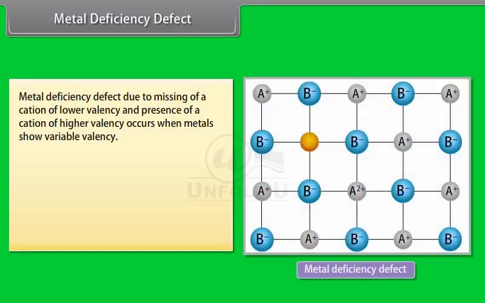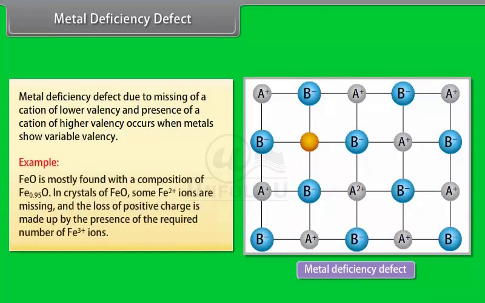Metal deficiency defect. Metal deficiency defect is due to the missing of a cation of lower valency and the presence of a cation of higher valency, which occurs when metals show variable valency. Example: FeO is mostly found with a composition of Fe0.95O. In crystals of FeO, some Fe2+ ions are missing, and the loss of positive charge is made up by the presence of the required number of Fe3+ ions.